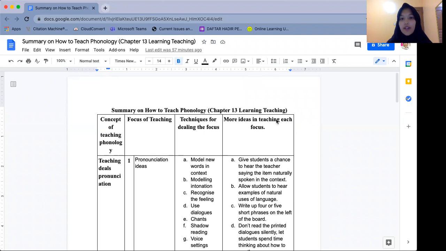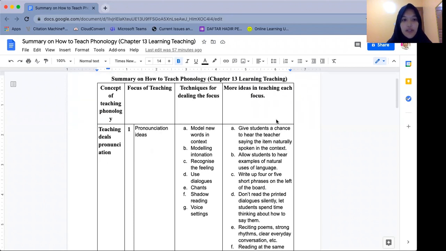Today I want to present a summary on how to teach phonology, chapter 13, learning and teaching. The concept is the concept of teaching phonology. Teaching deals with pronunciation. The focus of teaching, number one, is pronunciation ideas. Techniques for dealing with this focus are: A, model new words in context.